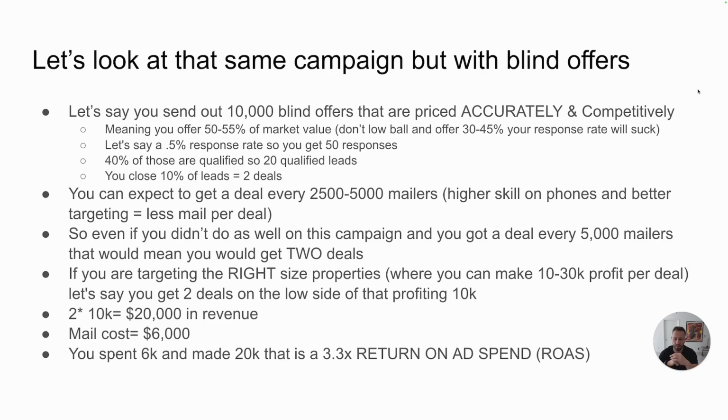You'd make $20,000 in revenue, and you spent $6,000 on mail. That means you spent $6,000 and made 20. That's a 3.3x return on ad spend. That's very good, right? That means if you put $1 in, you get 3.3 back. As you get better over time, you should see higher returns, like 4, 5, sometimes even 6x. Historically, we run about a 5.2x return on ad spend. So if I put $1 in, I get 5.2 back.